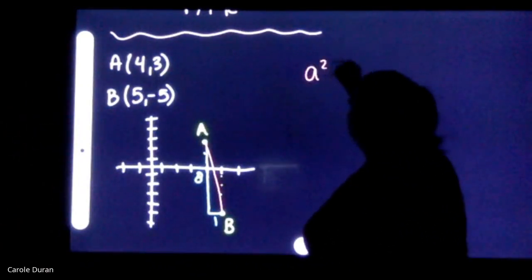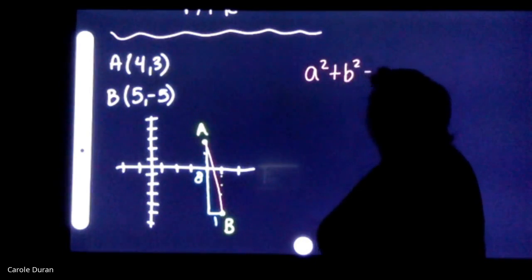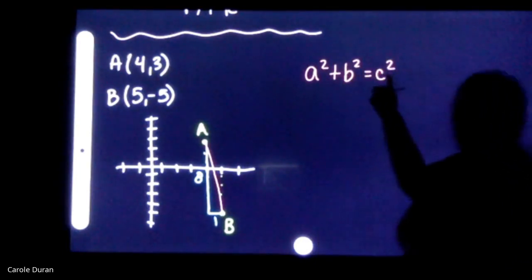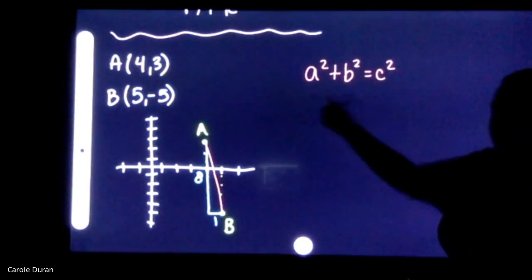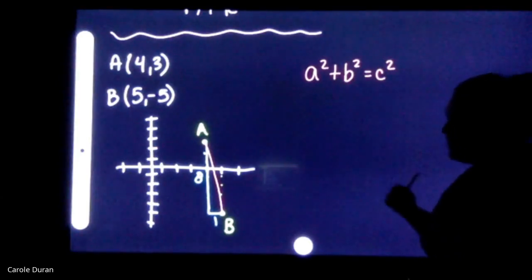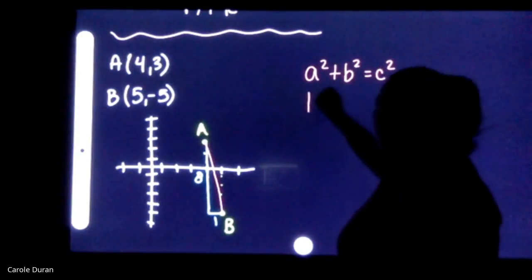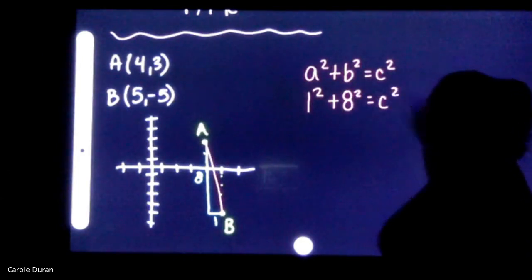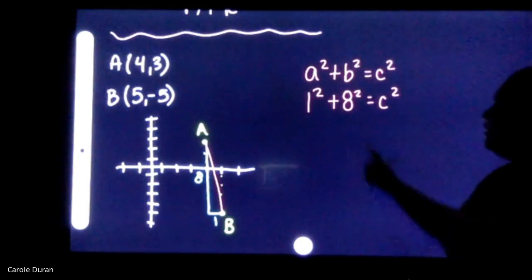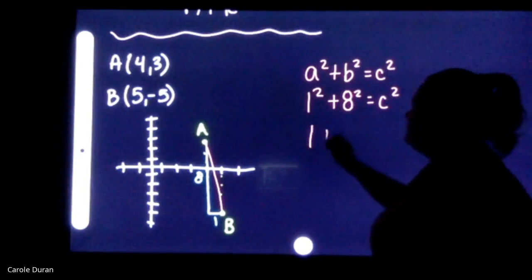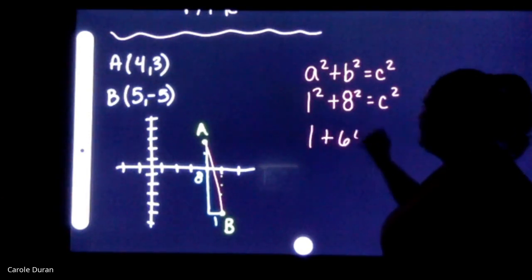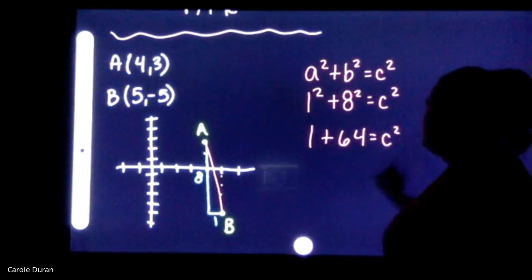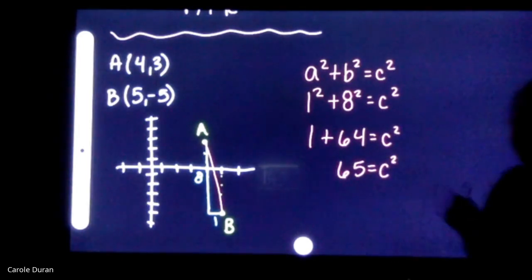So I've got a squared plus b squared equals c squared. C again is what we're solving for. A and b are the two distances that I just calculated. So I'm going to have 1 squared plus 8 squared equals c squared. 1 squared is 1. 8 squared is 64. Put those together and I get 65 is equal to c squared.